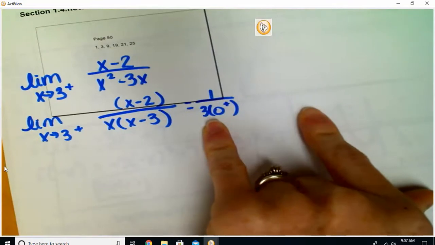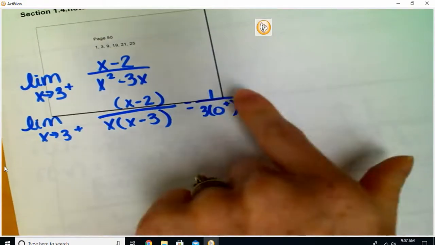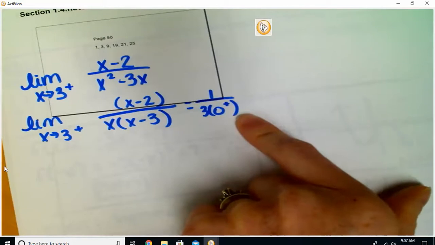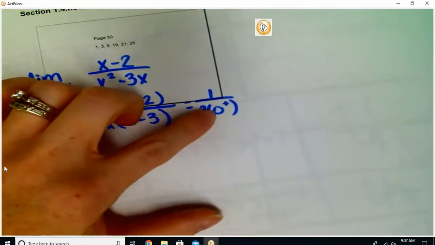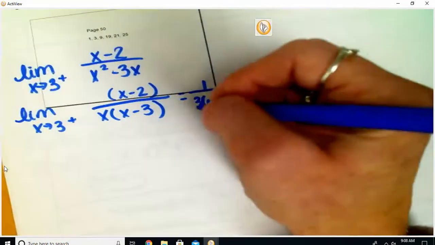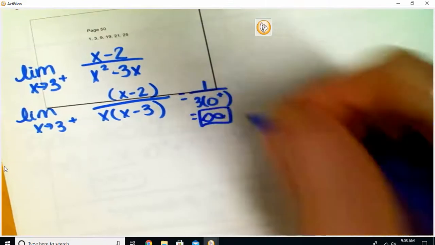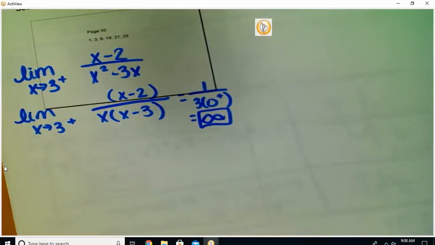If I take a positive number and divide it by a smaller and smaller positive number, first of all, is my answer going to be positive or negative? Positive. If you divide something by a smaller and smaller number, what does it turn into? Infinity. Anytime you have a number over 0, it's going to either go to positive infinity or negative infinity. We know it's positive because we have a positive divided by a positive. Okay.